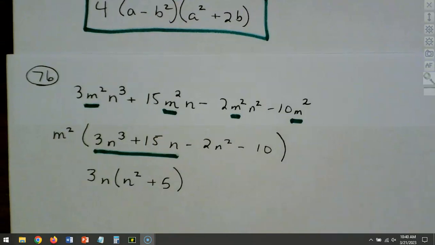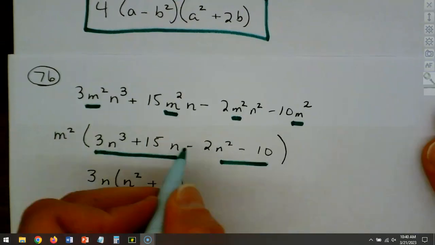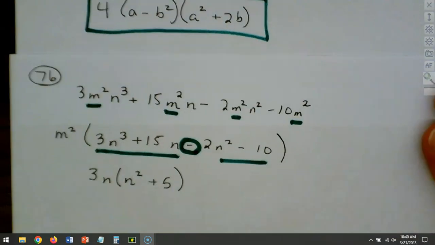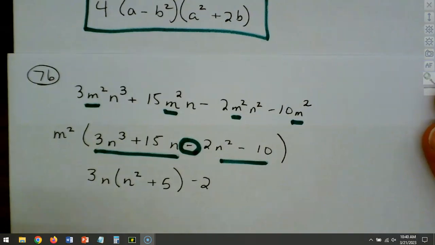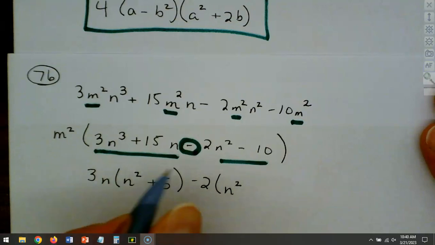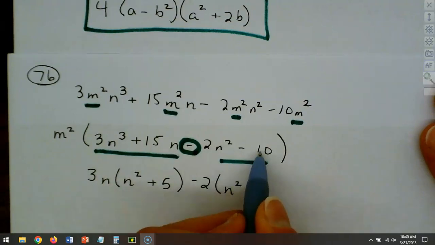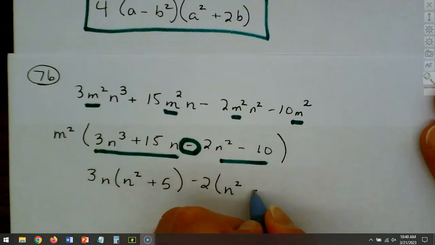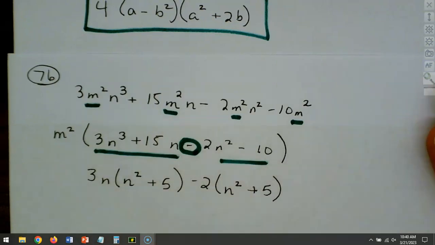Repeating the process here on the next two. Well, look at these. It starts with a negative, so we're going to factor out a minus 2, and that's it. So the minus 2 comes out. What's left over? N squared. And negative 10 divided by negative 2. Negative and negative makes a positive 5.